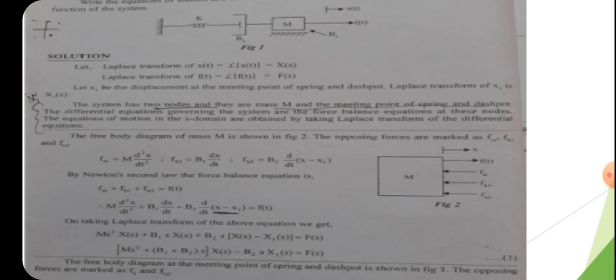This is all about the mathematical modeling of the mechanical translational system. Here we have discussed four different cases. We can say that the mechanical translational system can be represented in terms of differential equations, and the transfer function can be obtained from these differential equations as output divided by input. So that's all about this session.